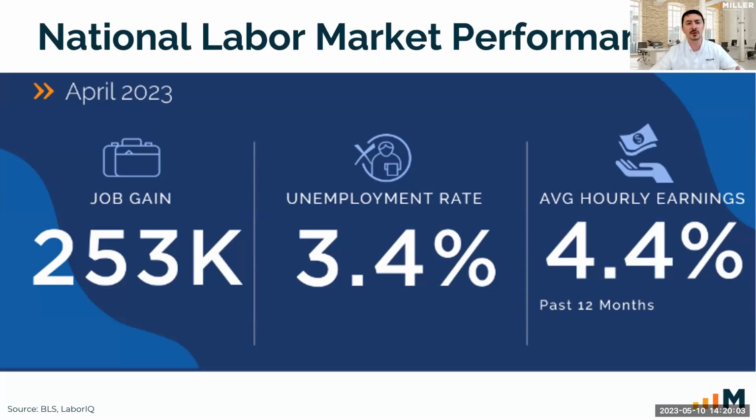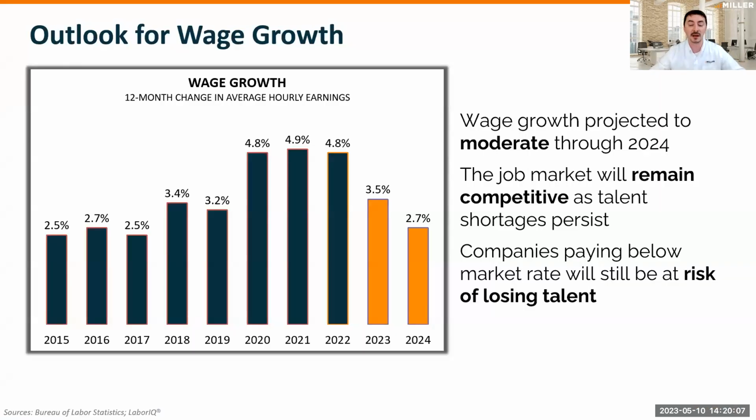Now, I do think that they're going to come down, and that viewpoint is shared by my colleagues, my partners at LaborIQ. You've probably heard me talking about LaborIQ in the past. Their expectation is that wage growth will moderate through 2024. So it's still going to be higher than historic averages, but not as high as it was in 2020, 2021, and 2022, as you can see here on this chart. It will remain a very tight and very competitive labor market.